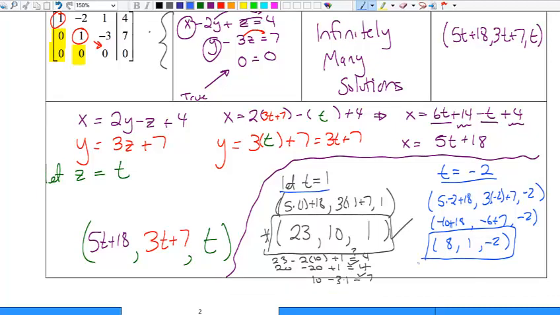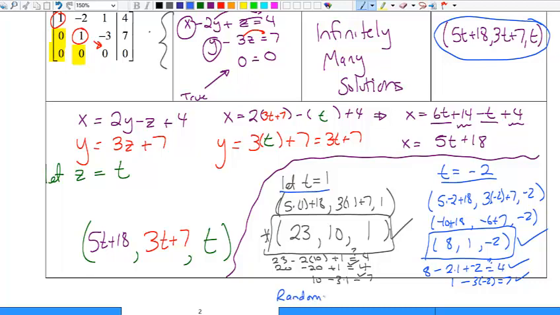So if I do 8 minus 2 times 1 plus a negative 2, that's 8 minus 2, which is 4. Yep, it works. How about 1 minus 3 times negative 2? Yes, that is 7. So this one works as well. Those are two of the infinite amount of solutions described by my vector form of the solution for the infinitely many solutions.